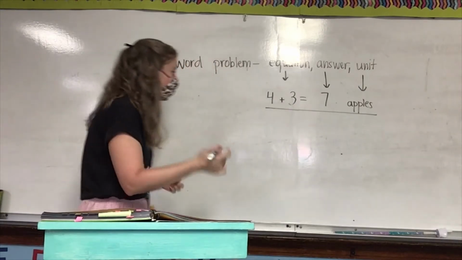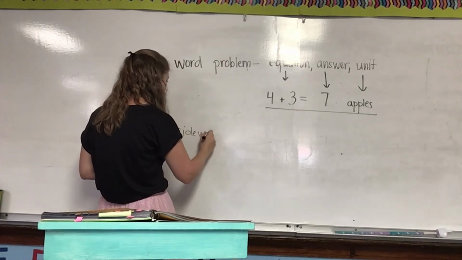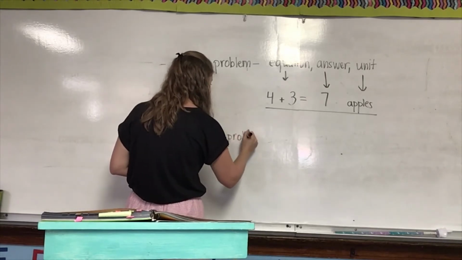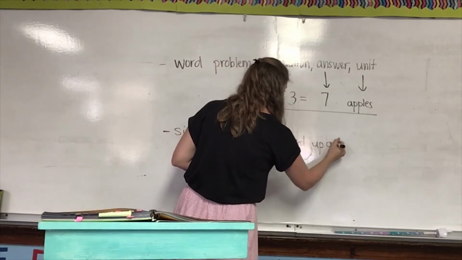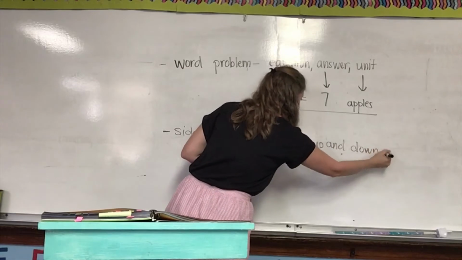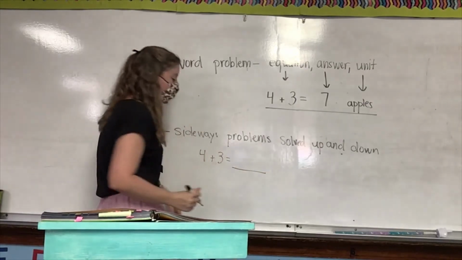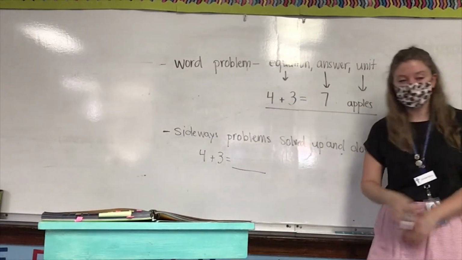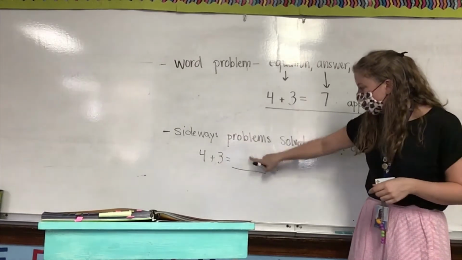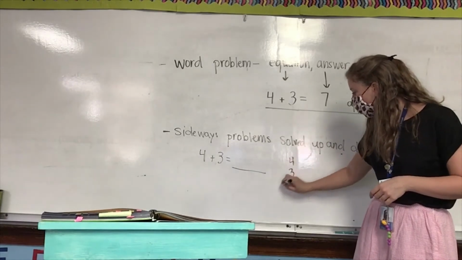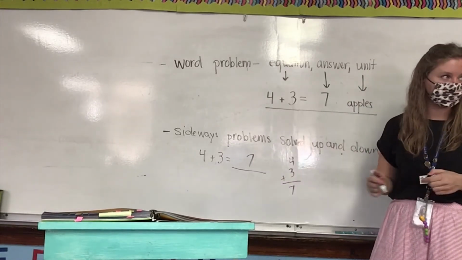I guess I'll have to start writing everything on the board. Sideways problems need to be solved up and down. That means if you see the problem this way, you need to go to the side. Once you're on your homework, and your independent practice, you'll be doing this on a separate sheet of paper. But for the Am I Ready, it's okay. You need to go to the side, and you need to set it up and down, solve it, and then write the answer on the line.